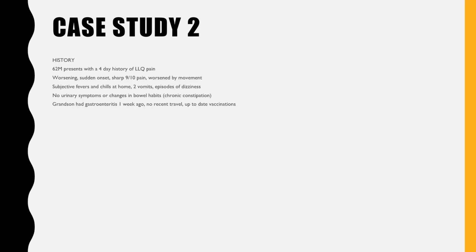So moving on to the next patient, we have a 62-year-old male who presents with a 4-day history of left lower quadrant pain. The pain has been worsening, with sudden onset. It's a sharp pain that's worsened by movement, and it's 9 out of 10. He's had subjective fevers and chills at home. He's had 2 vomits, and he's had episodes of dizziness, which made him a bit concerned, so he's presented to hospital.